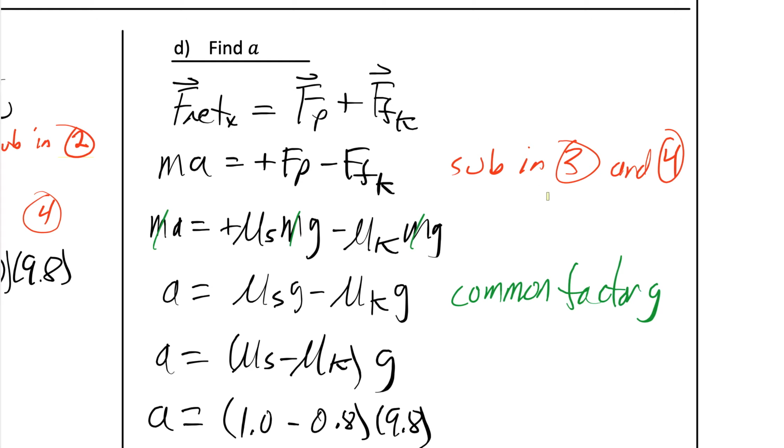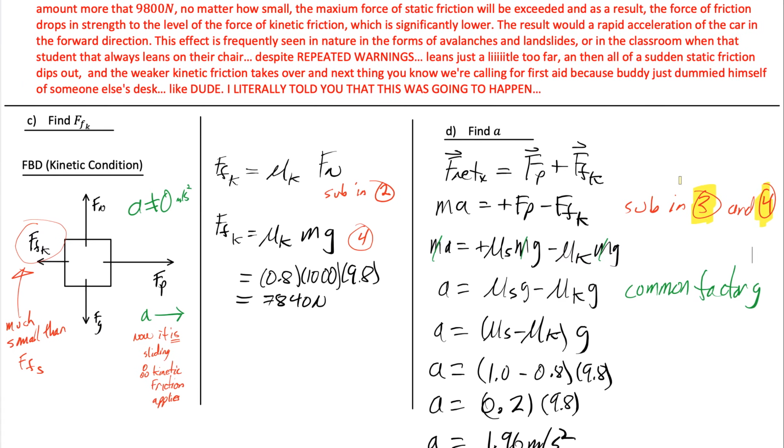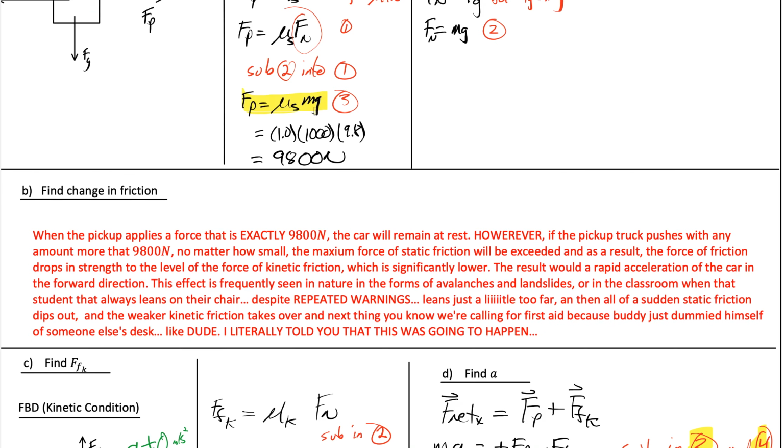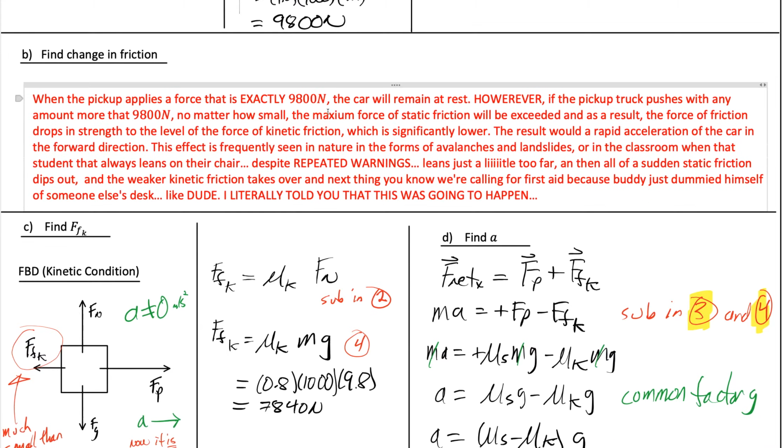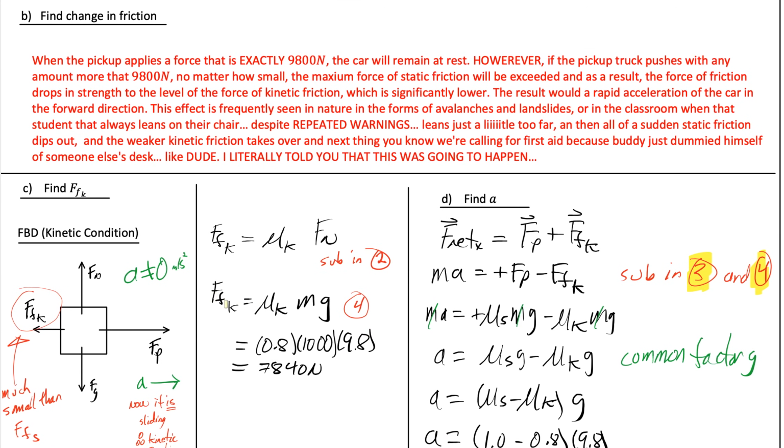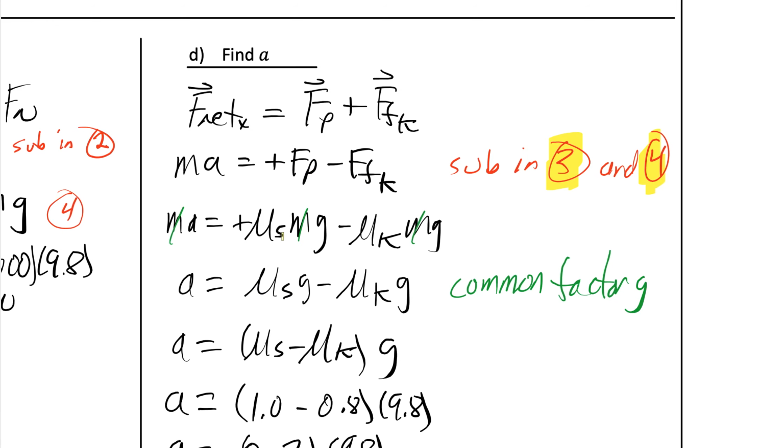So what we're going to do is substitute in our equation 3 and our equation 4. Our equation 3 was this: Fp is equal to mu s mg. And our equation 4 is force of kinetic friction is equal to mu k mg. So when we make those substitutions, you're going to notice something. Once I did this, every term now has a mass in it. And since every term has a mass, we can divide both sides by m and then eliminate that. And that simplifies it.